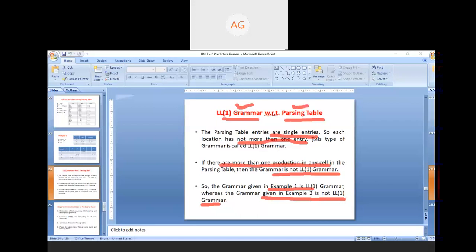The parsing table is a useful method to check whether the grammar is LL1 or not. Just remember the key sentence: if any cell of the parsing table consists of two or more productions, then that grammar is not LL1. And if the parsing table consists of only one production within a cell, then that grammar is called LL1 grammar. Right? So this is the concept. Now we are moving to the next slide.